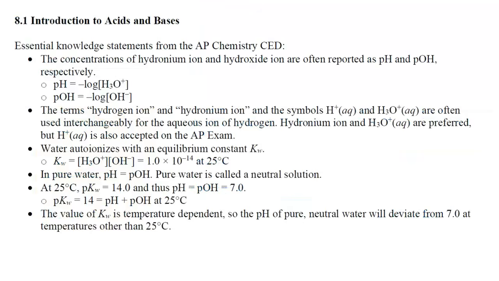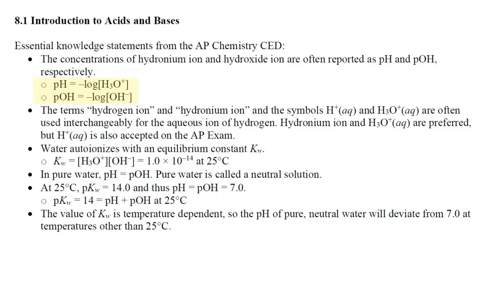Topic 8.1, Introduction to Acids and Bases. Here are some essential knowledge statements from the AP Chemistry course and exam description. The concentrations of hydronium ion and hydroxide ion are often reported as pH and pOH, respectively.